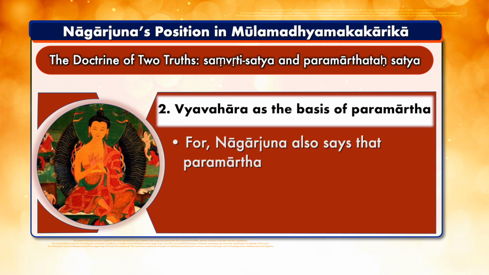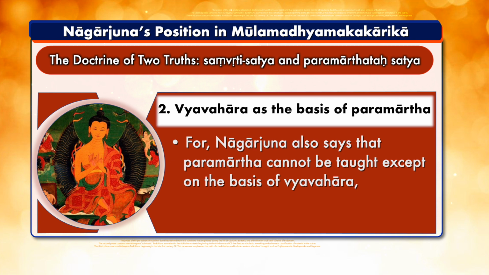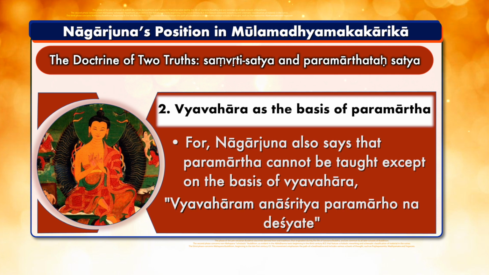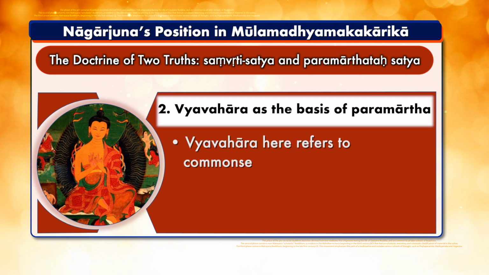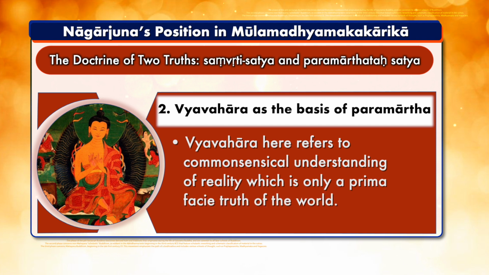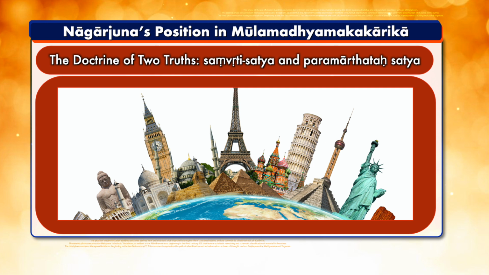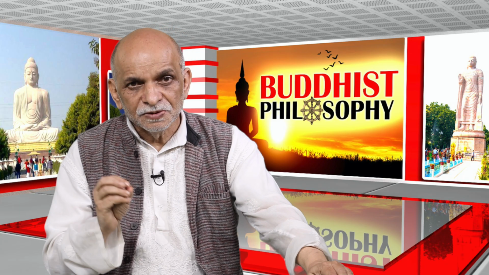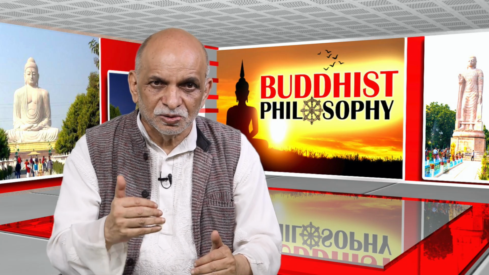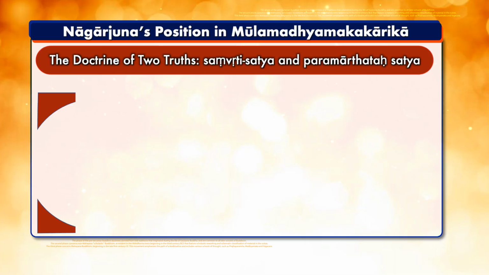Because Nāgārjuna also says that paramartha cannot be taught except on the basis of vyavahara. Vyavaharam anashritya paramartho na deshyate. Vyavahara here refers to the commonsensical understanding of reality, which is only a prima facie truth of the world. Our commonsensical understanding of the world, although it constitutes only a prima facie truth, is basic to our life in this world, and therefore, it is also basic to the philosophical exercise that we undertake as a part of life. The prima facie truth in this sense is practically foundational to a higher truth, namely philosophical truth.